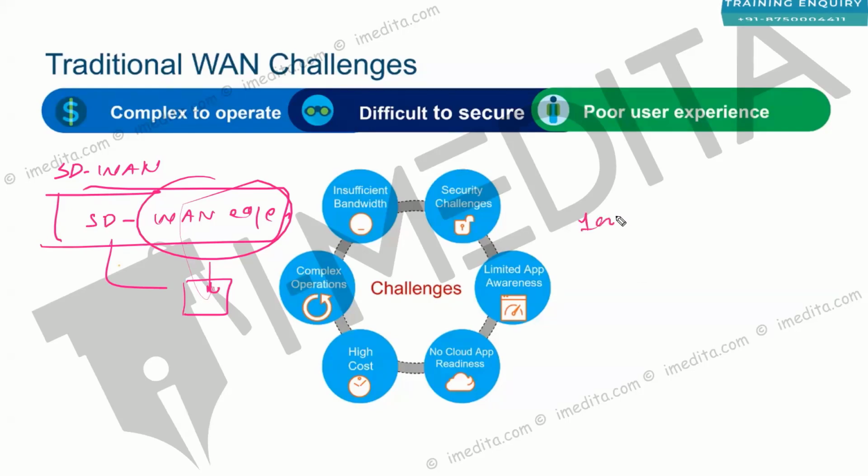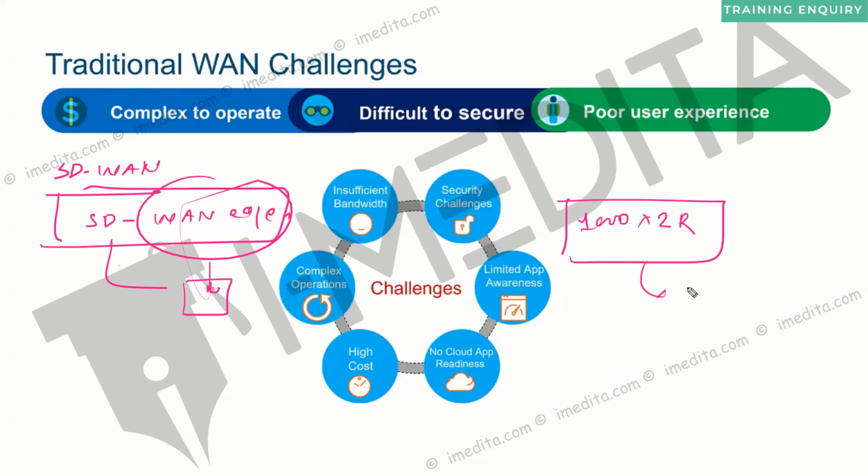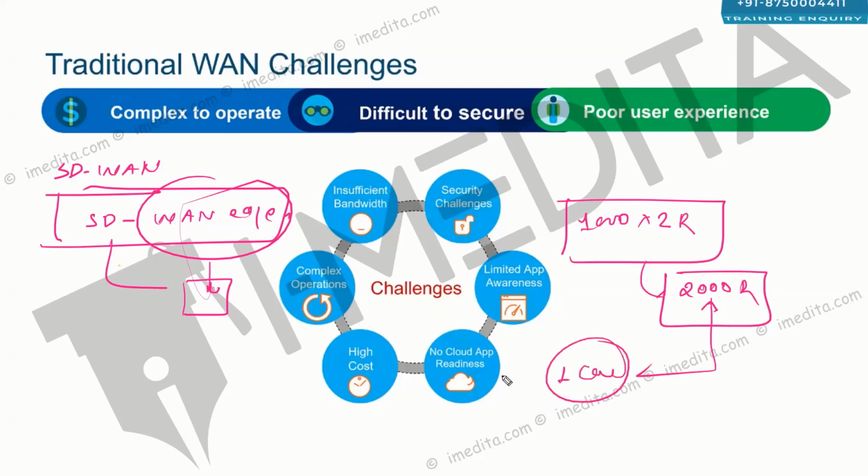We have 1,000 branches, and in all those 1,000 branches, at least 2 routers are connected at the edge. That means we have 2,000 routers connected in total. All these 2,000 routers can be managed from one centralized point. A software-defined approach to manage all the WAN edge routers from one point is what we refer to as SD-WAN, software-defined wide area network.